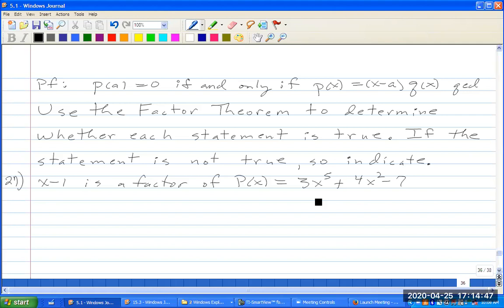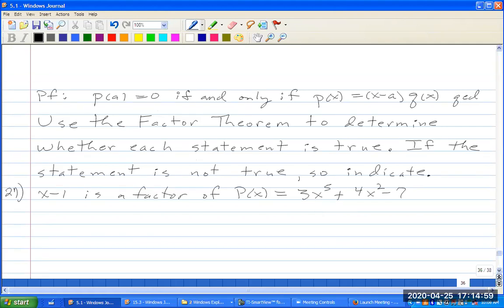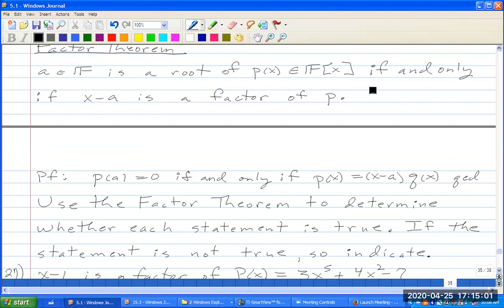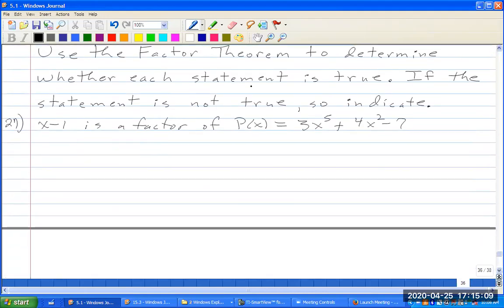So I can just look to see if the remainder is 0. And so let's do that. So is this a factor? Well, this is a factor if and only if it is a root of the polynomial. A root of the polynomial means that this is 0. And so let's check if this is 0.